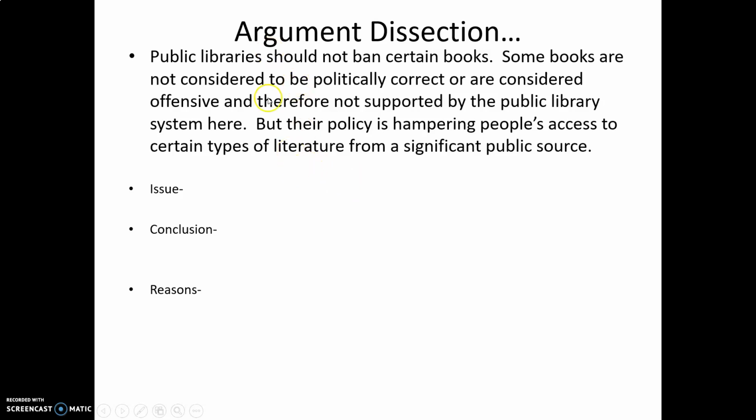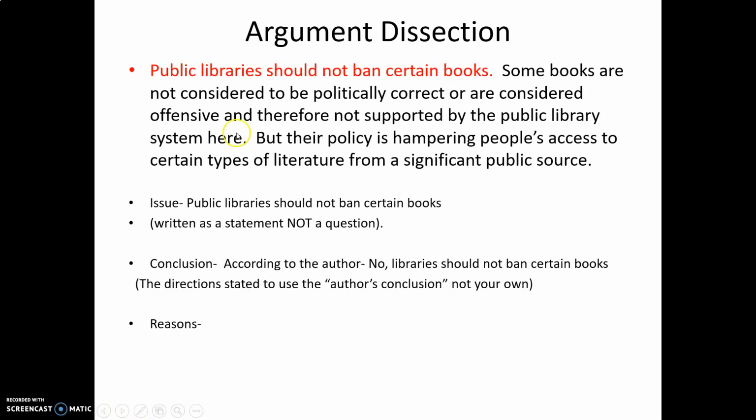So as you're reading this little paragraph, you want to be thinking, what is this author's issue? What are they trying to say to me? What side are they pushing? And this one, like I said, is fairly easy because you can see that this particular author gave their issue right at the beginning of the statement. This author is saying public libraries should not ban certain books. That's their issue. And it's pretty easy. It's written as a statement. It's not even asked. They're not saying, should public libraries ban certain books?